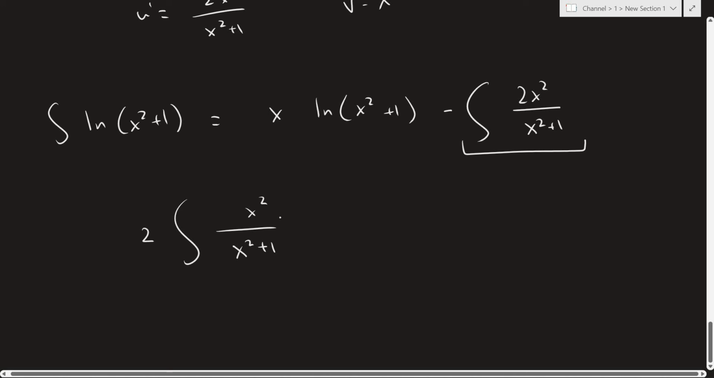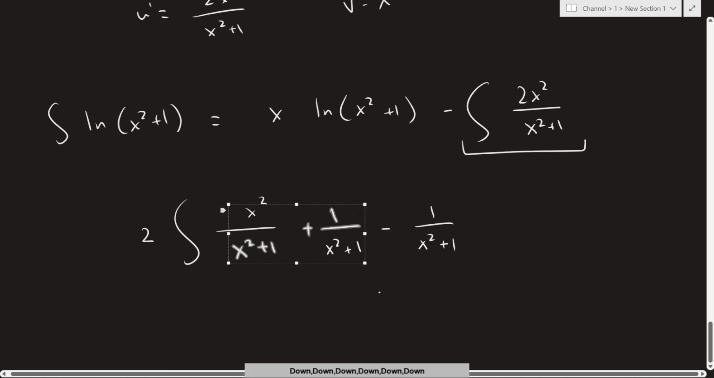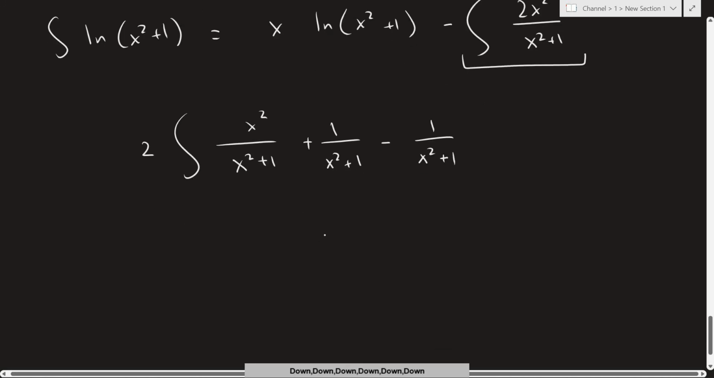And then the difference between the top and the bottom is just plus 1. So what I'm going to do is add and subtract. In order to add plus 1, we have to have the same denominator: minus 1 over x squared plus 1. Great. Because adding and subtracting will give you the same answer, just like I said in one of the videos, 3 minus 1 plus 1 is equal to 3 all the time.